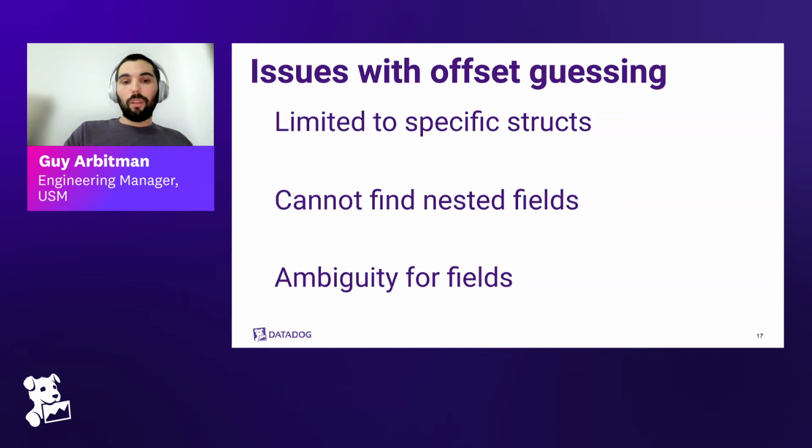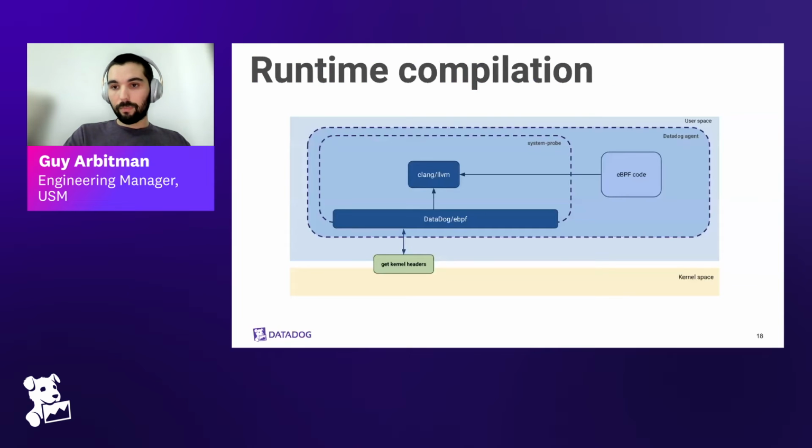So now that we understand the limitations of the method, we can talk about the first improvement, the runtime compilation method. The idea here is to compile the eBPF program on the target machine and rely on local kernel headers. It gives us the offsets that we need.